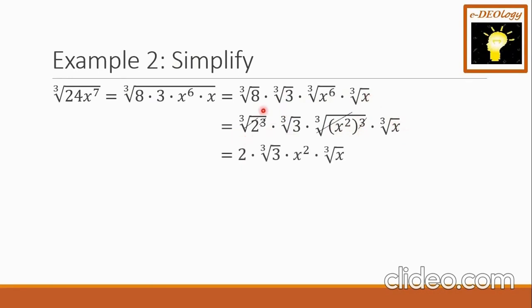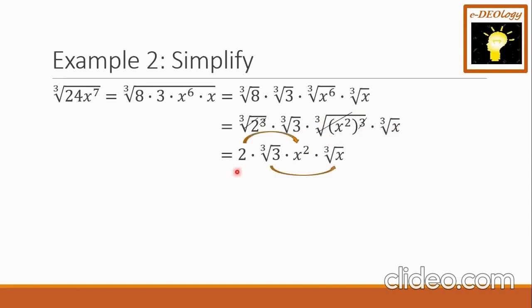The next step is, for this term we're going to cancel the radical with that index 3, also the power 3. The number 2 will come down. For the cube root of 3, we'll just simply copy here. For this term, we're going to cancel the radical also with the index 3, also with this exponent 3. So only the x squared will come down. The cube root of x will just copy down here.